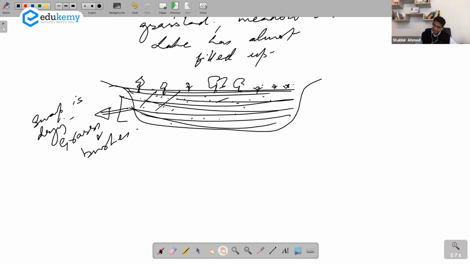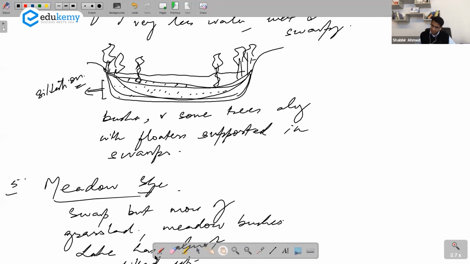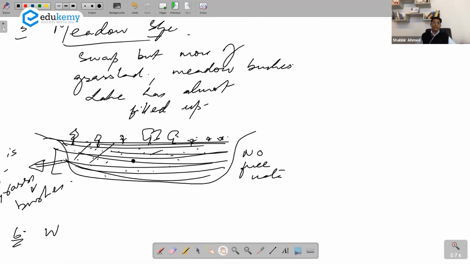Okay? And the final stage, in this case, there is no free water. इसमें तो फिर भी थोड़ा बहुत water है ना. ये वाला जो upper layer है, this layer continues to have some amount of water. इसमें अब कोई water नहीं है. There is no free water here. Okay, so you'll have lot of herbs. You'll have lot of shrubs.